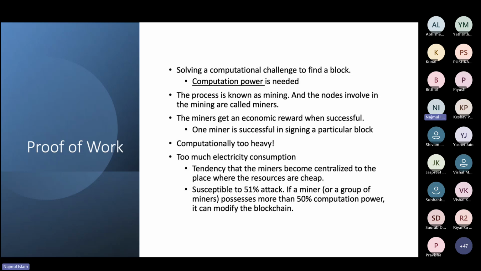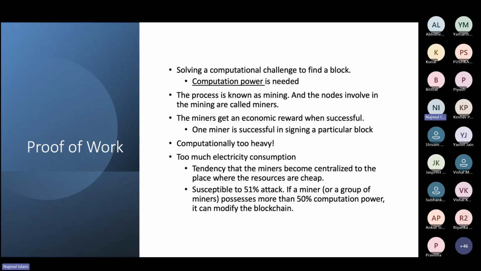Proof of work, as you have already seen, is about solving a computational challenge to find the block. It's all about computational power. It's not about stake, it's not about anything else, just computational power. If you have more computational power, the likelihood of getting the block solved is higher. This process is also called mining, and the nodes involved in the mining are called miners. This miner concept is there only in proof of work; in proof of stake, we call them validators. And the miners get an economic reward when successful.